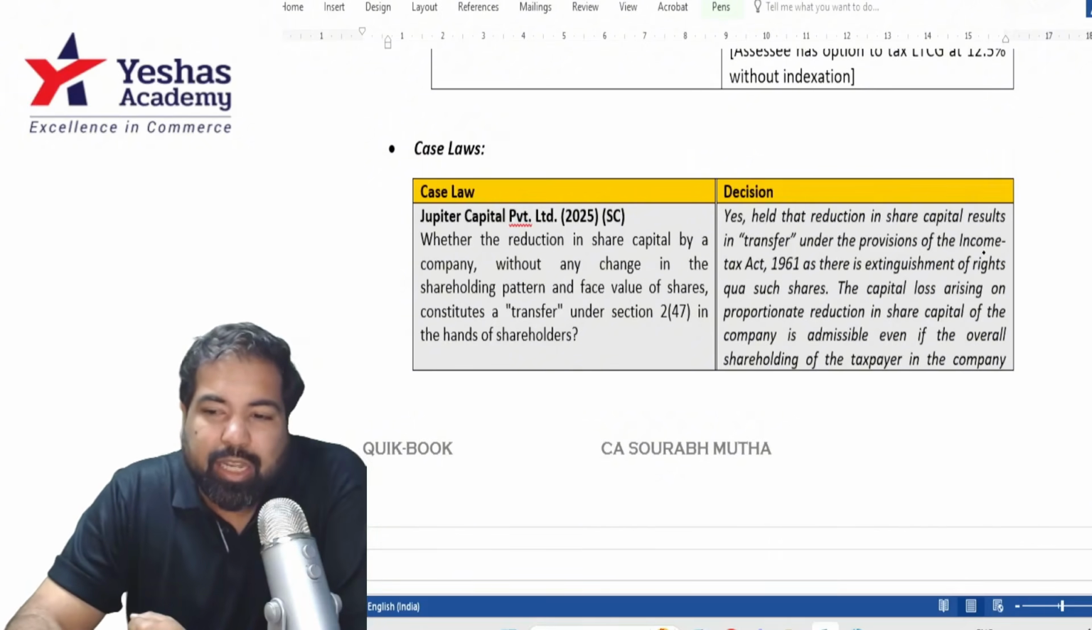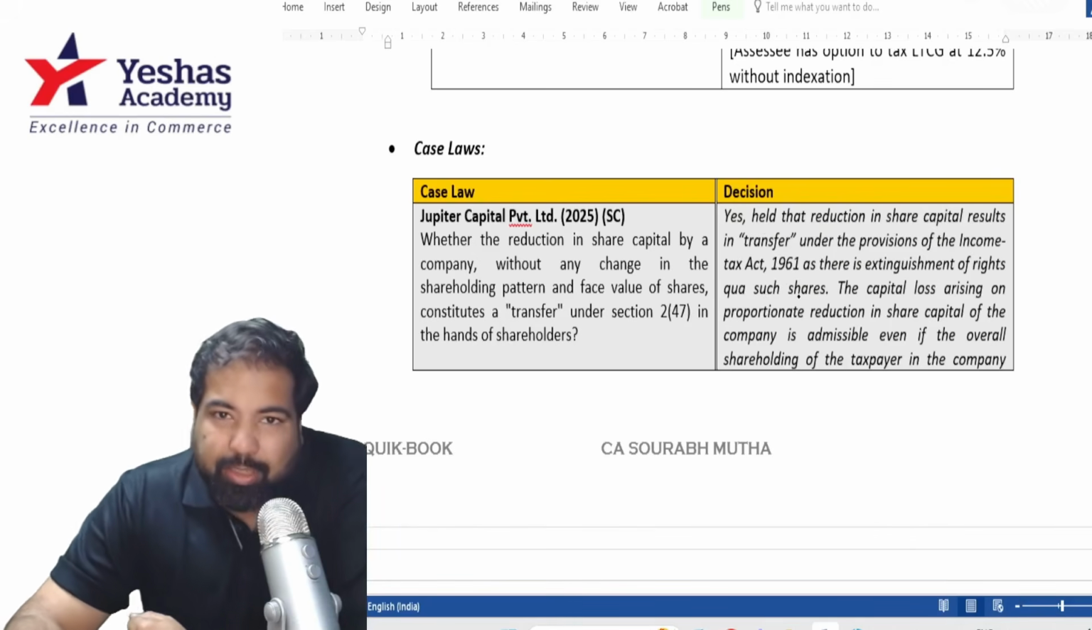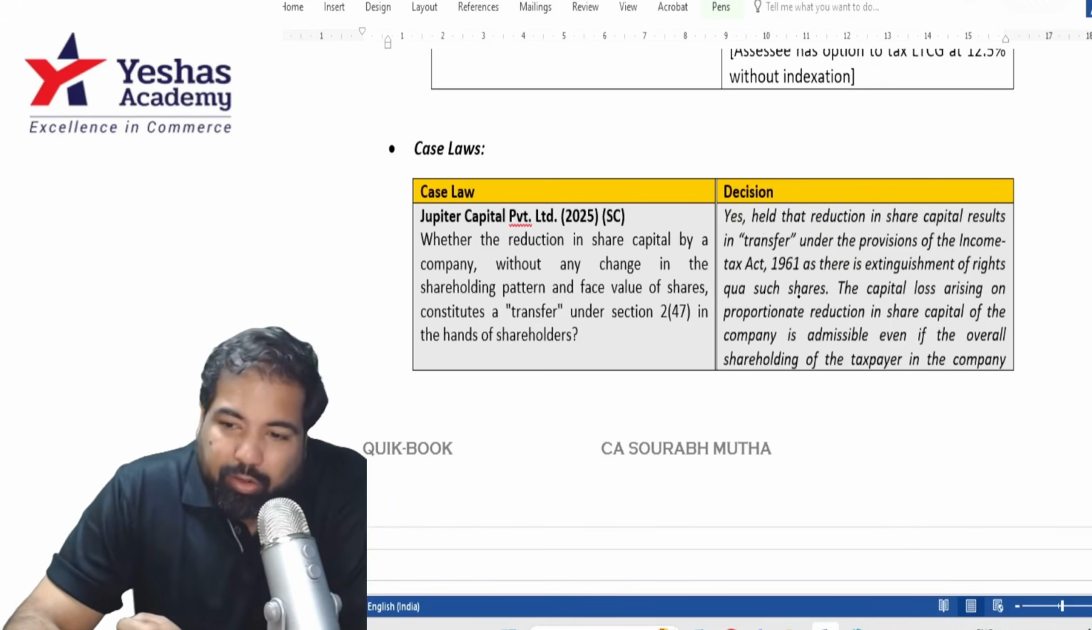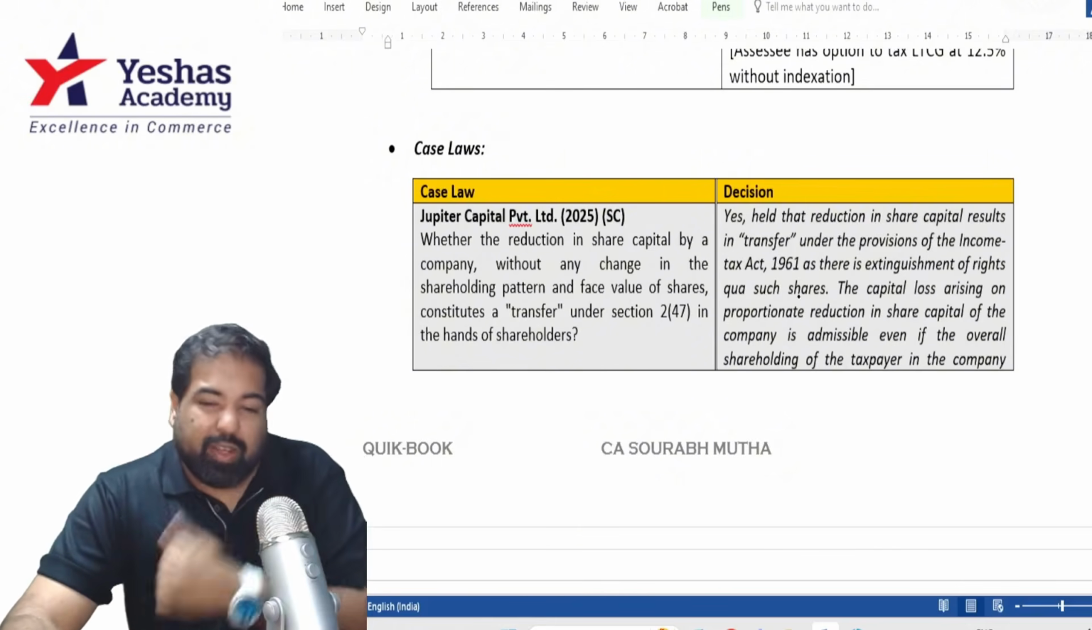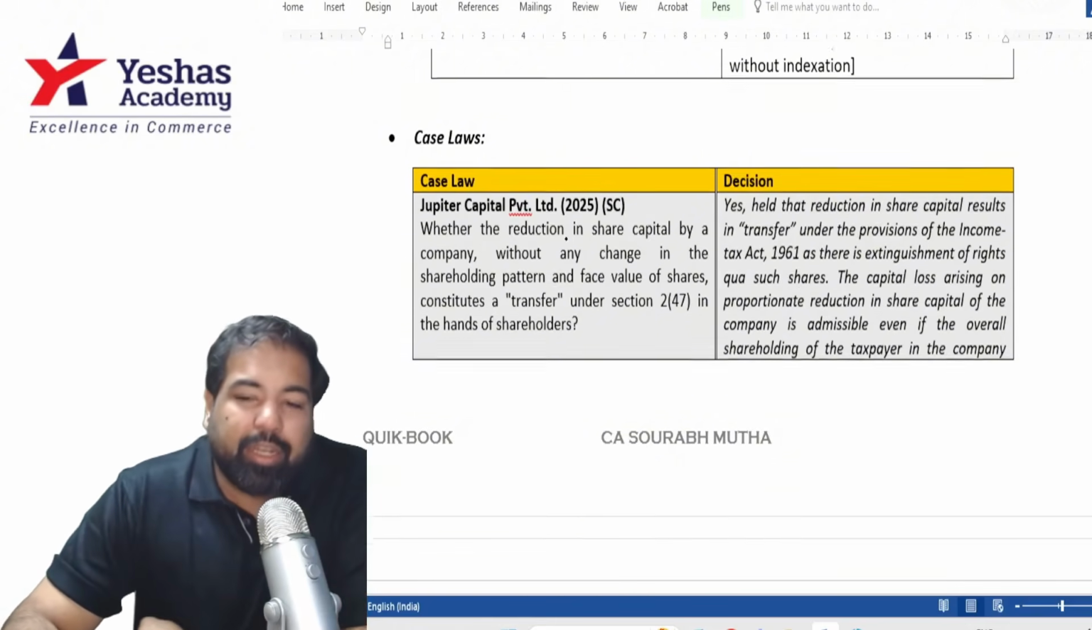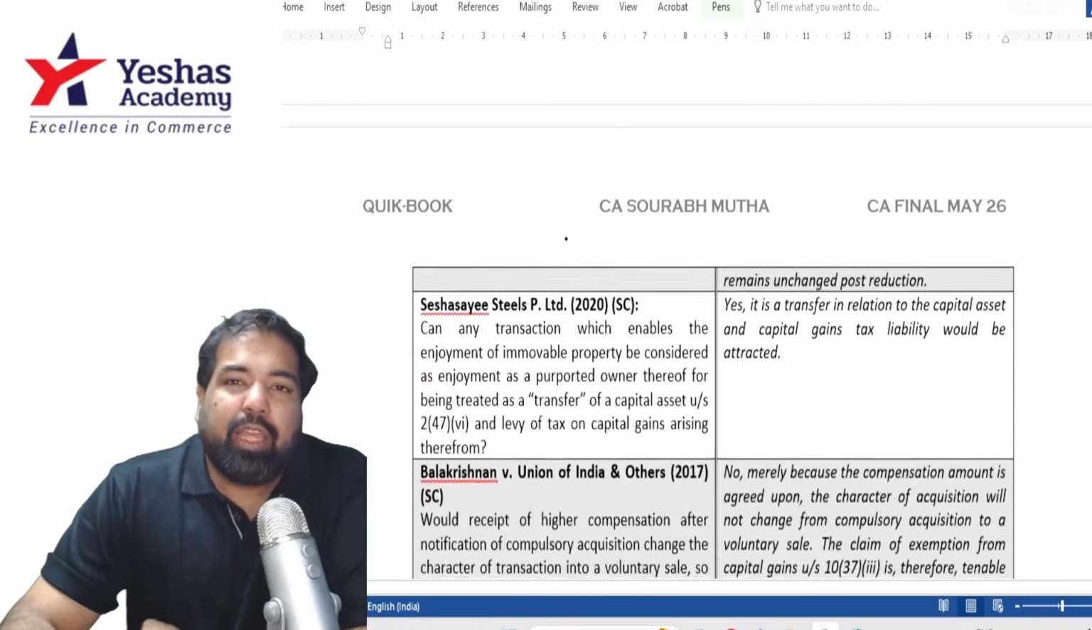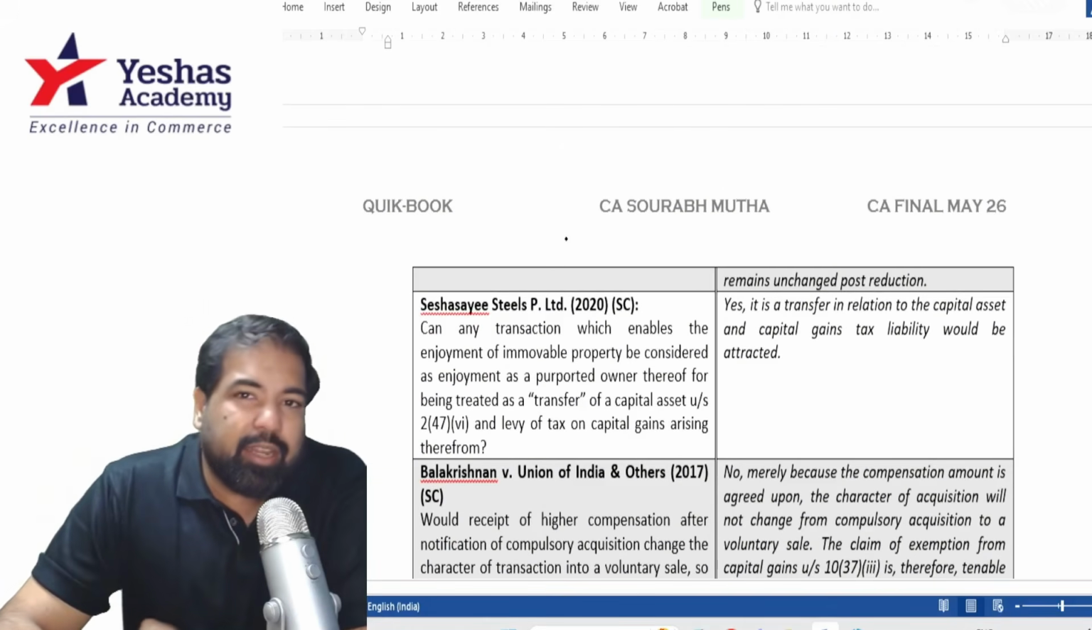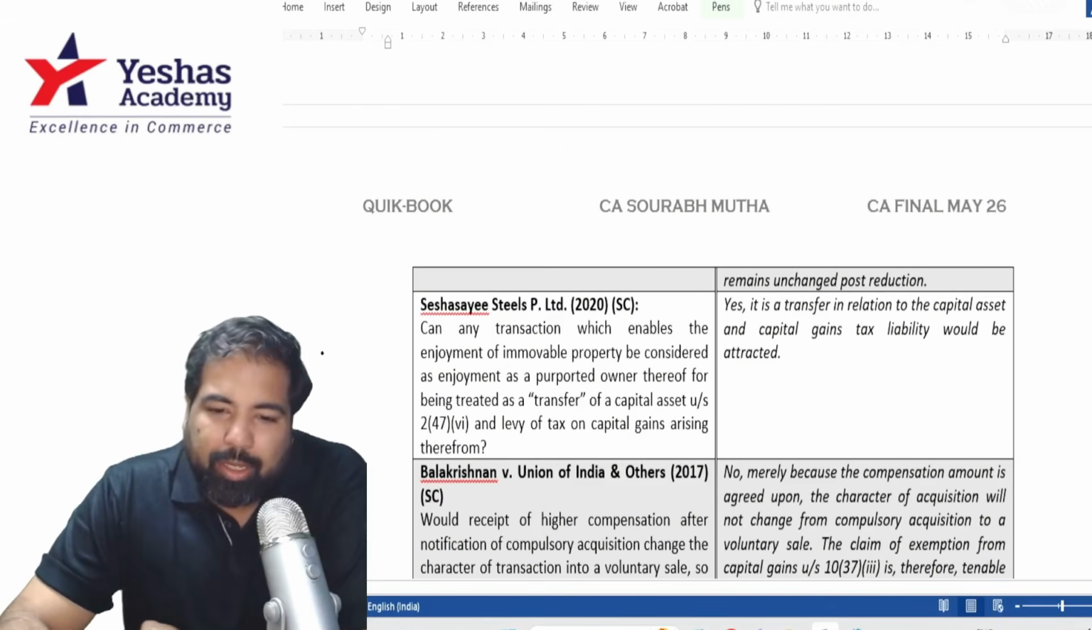Yes. Held that reduction in share capital results in a transfer under the provisions of the Income Tax Act, as there is extinguishment of rights in your shares. That means your rights are reducing and you're getting money in return for that. So this will be considered as a transfer. This is Jupiter Capital Private Limited. This could be a good case law. If the shares are held for many years, then it will be long-term capital gain, otherwise short-term capital gain.